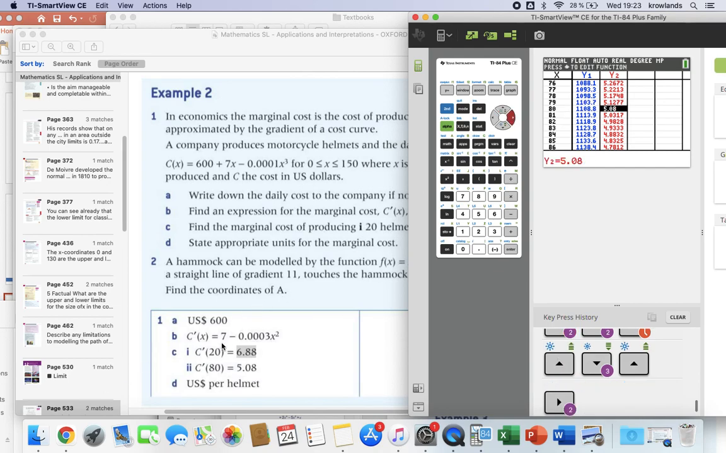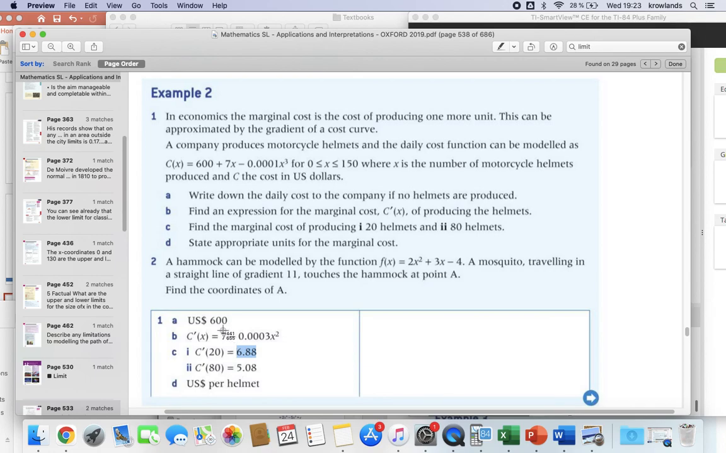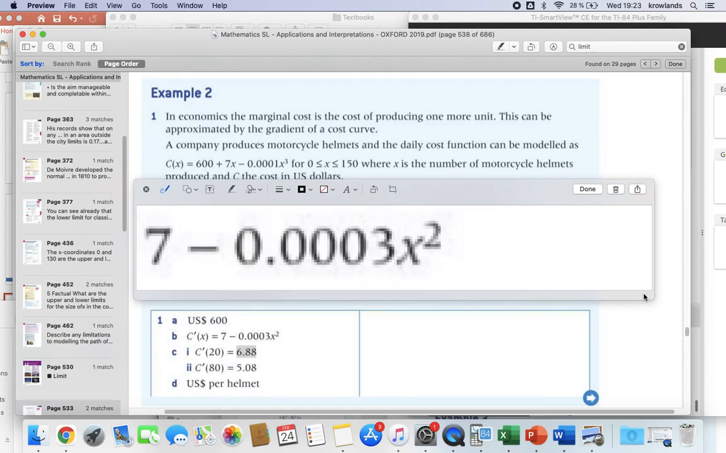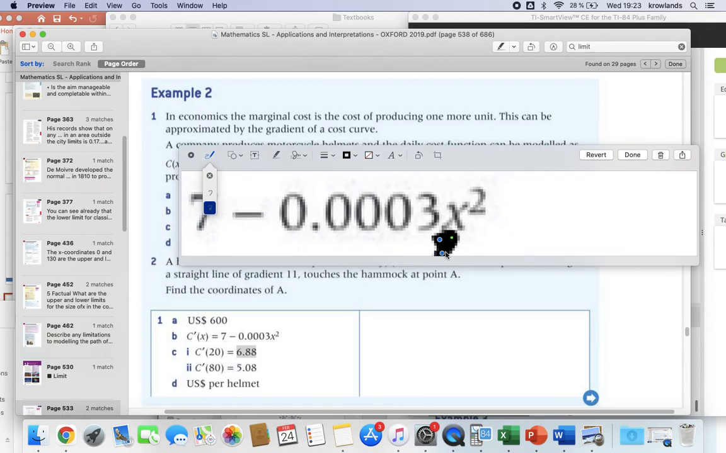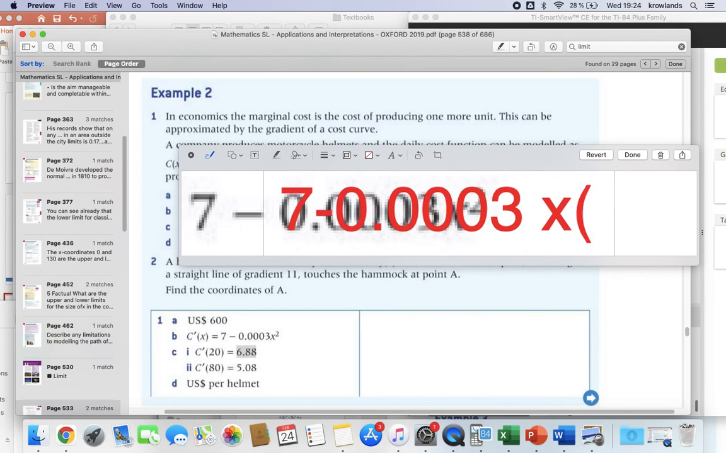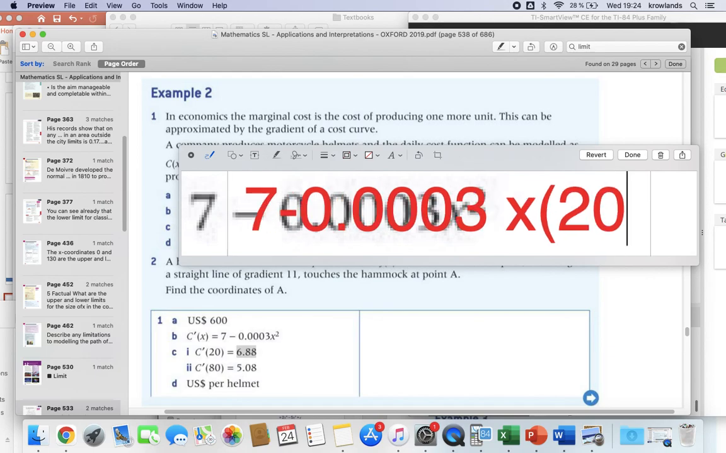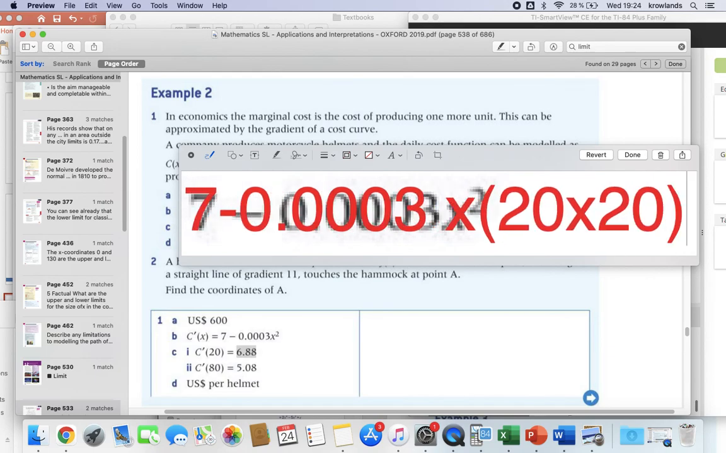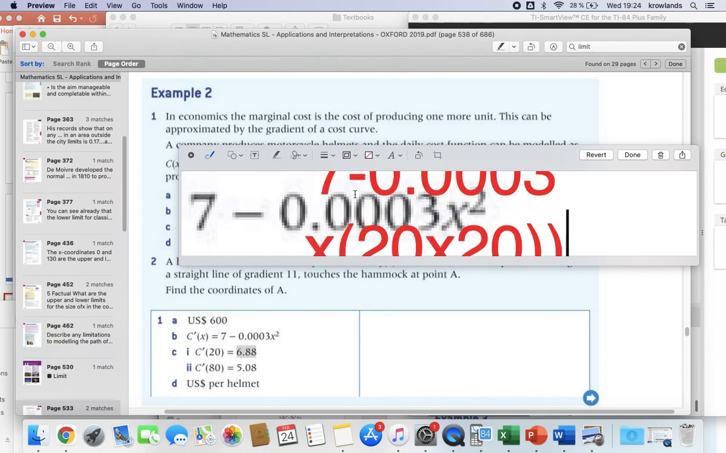Another easier way of doing this would be just to substitute exactly in this formula. So you just take this formula and then rather than writing x squared, you're going to write 20 squared. So you would do the following. 7 minus 0.0003 times x squared. So x is going to be 20 squared, so 20 times 20. I would also make sure you put brackets, so you're ensuring that the calculator is applying BODMAS.